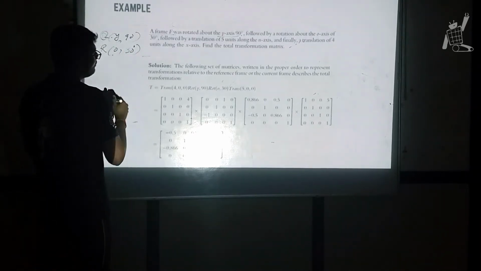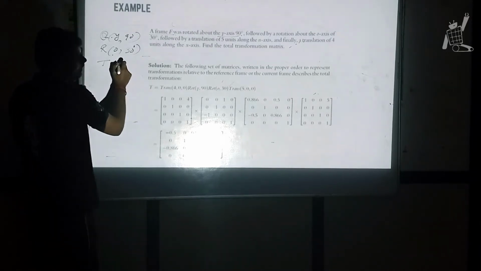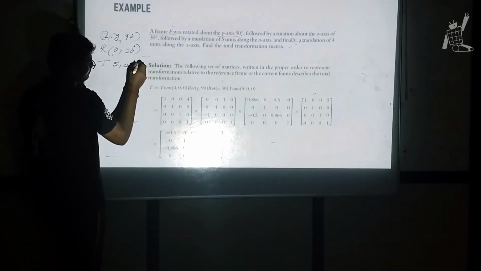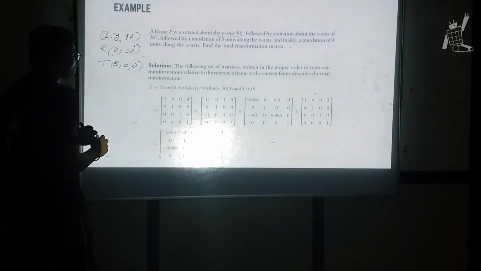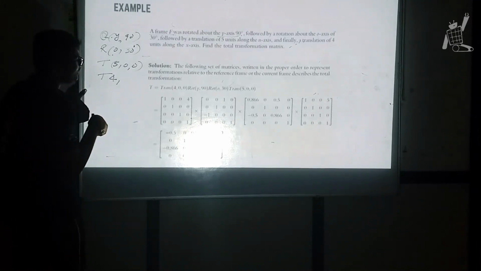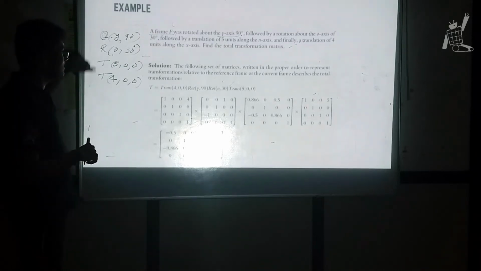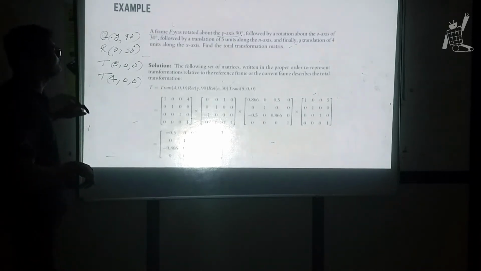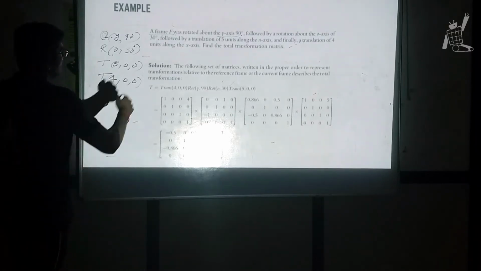Followed by translation of 5 units along the n axis, so 5 0 0, NOA. Finally, the translation of 4 units along the x axis, so 4 0 0. These are the transformations that happen to the F matrix.